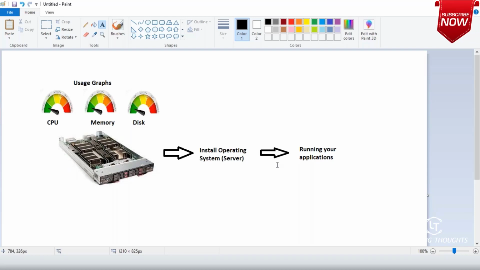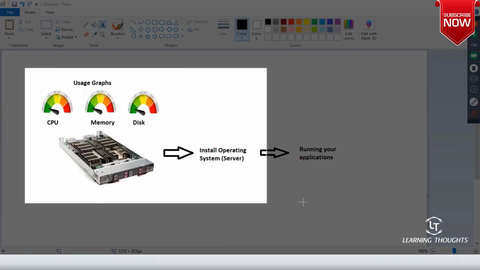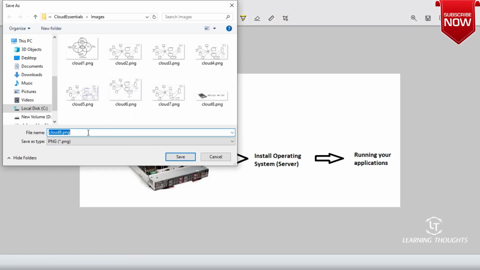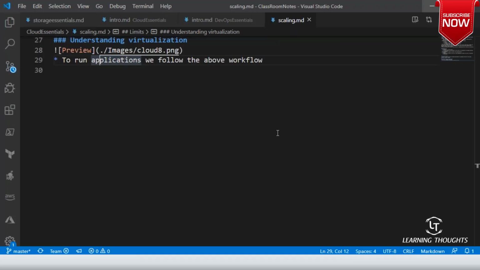Now, whenever I'm trying to install an operating system and run my applications, and if this is the case, so is it okay to spend your organization's revenue like this? Will your organizations agree if this happens? But this used to happen a lot earlier. Right? Let me basically put that. Okay.